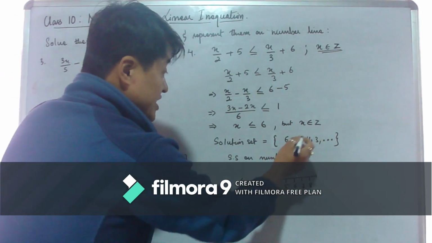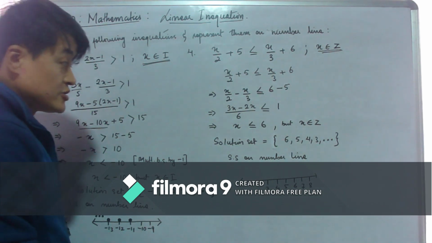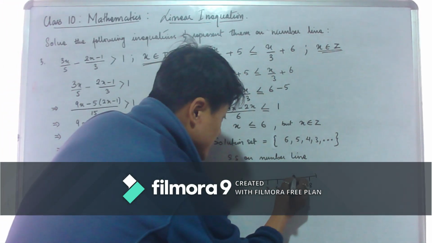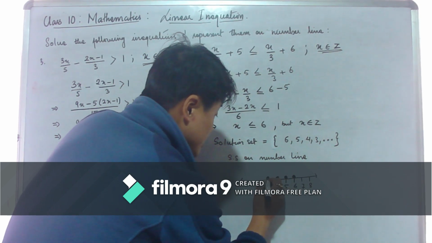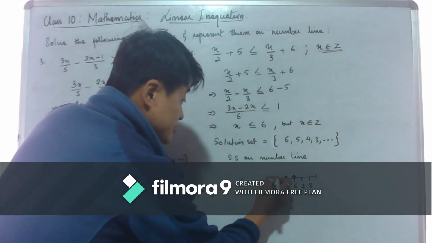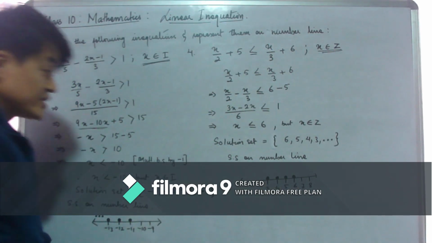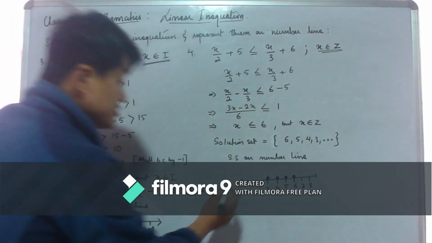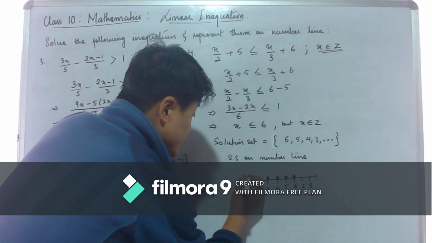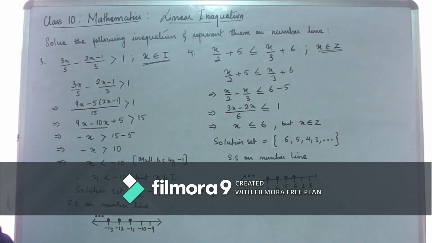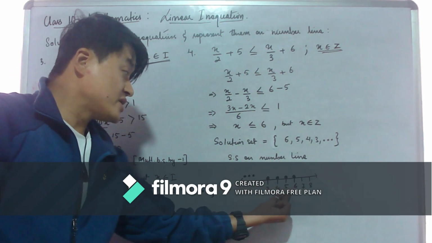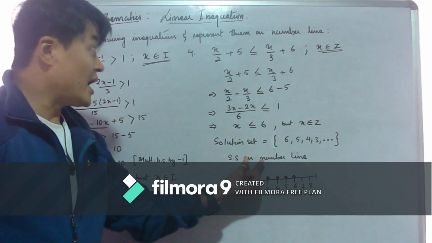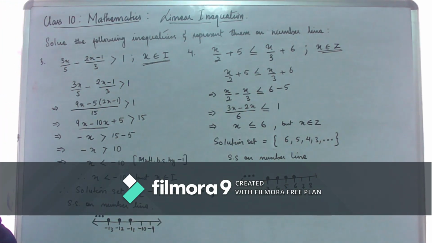All the numbers which are equal to or less than 6 are the solution: 6 is included, and less than 6 are 5, 4, 3. There are a lot of numbers. There are infinite numbers, so we represent this by making 3 dots near the arrow. This represents that all the numbers which are equal to or less than 6 are the solution set of the given inequation. Pause the video and copy this sum.